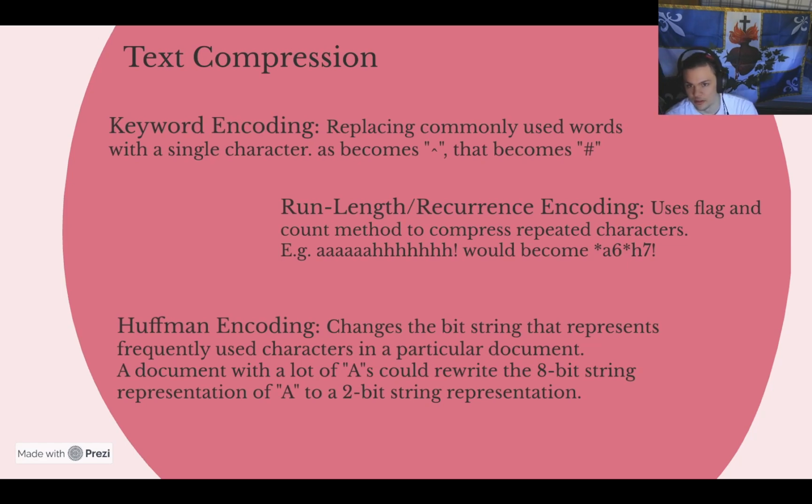Next, we're going to talk about run length encoding, sometimes called recurrence encoding. It uses flags and a count method to compress repeated characters. So here, the asterisk is treated as the flag, and then it's the character that's repeated, and then the number of times it is repeated. So here we have asterisk A6 denoting 6 A's, and asterisk H7 denoting 7 H's, and then an exclamation point. One thing to note about this method is that if there are only 3 letters repeated, it is not written because it takes 3 characters to encode it, so it wouldn't save on any data.